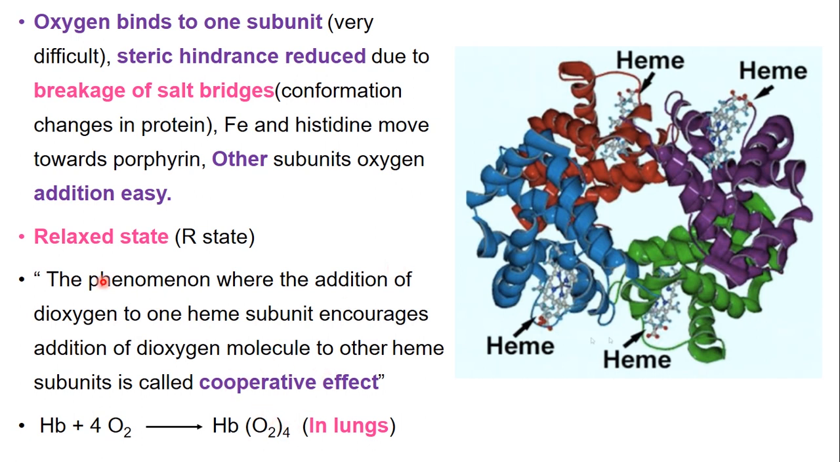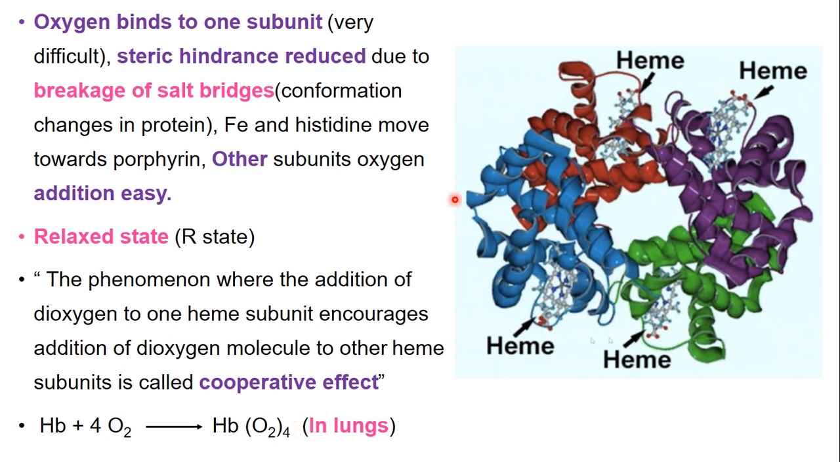You can spell it out and see the phenomenon where the addition of dioxygen to one heme subunit encourages addition of dioxygen molecules to other heme subunits, which is called the cooperative effect. Then this is the chemical formula for that. This is happening in the lungs, as I have shown in the first slide of the first video. The hemoglobin will bind with 4 oxygen because it contains 4 subunits, and it will give hemoglobin O2 4.